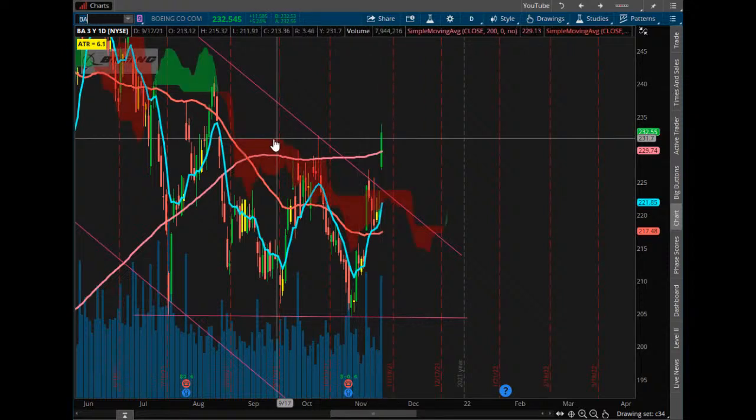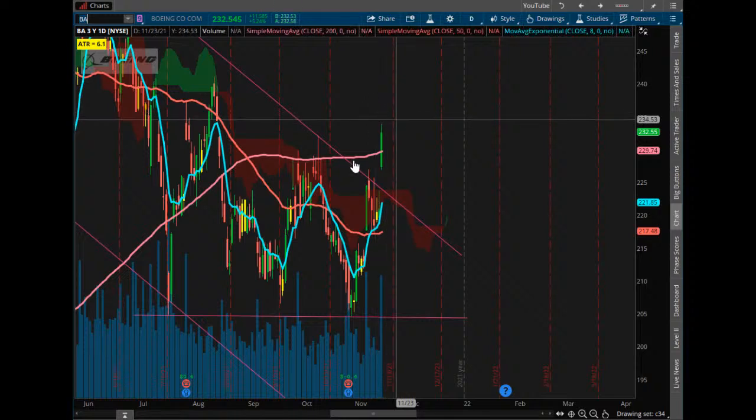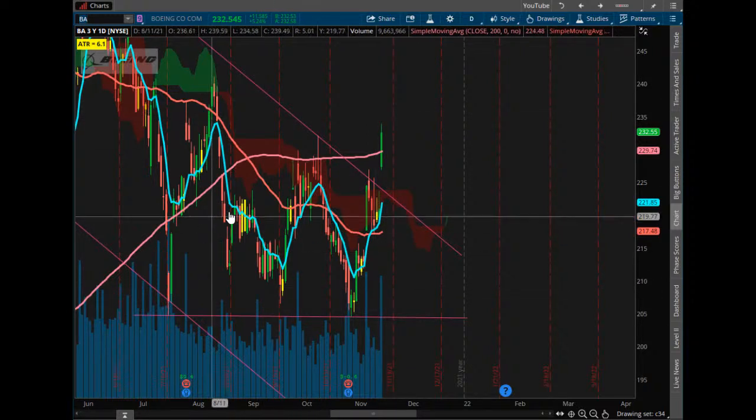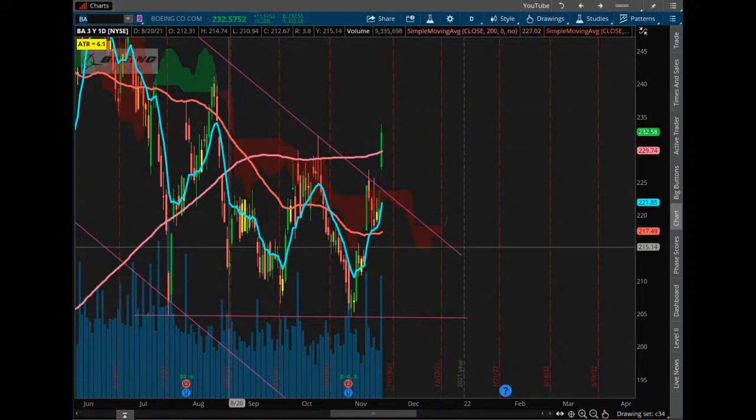Not quite. So we didn't quite fill that gap yet. If we close with a strong candle right here, guys, Boeing might be one to look at for a potential swing. Just saying out there. Again, obviously not investment advice, but something to look at there. And a couple other ones that we'll look at here in a little bit.